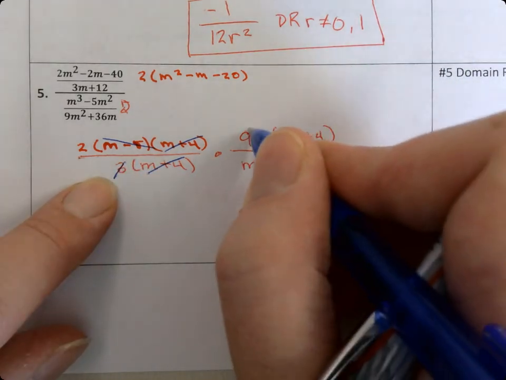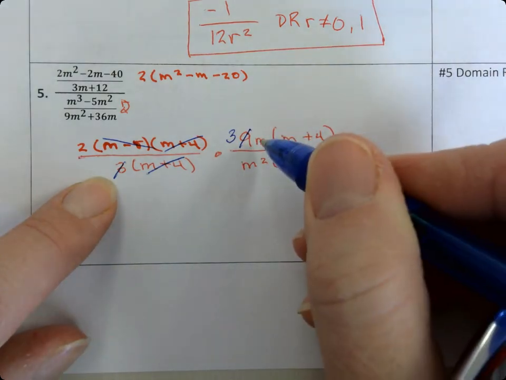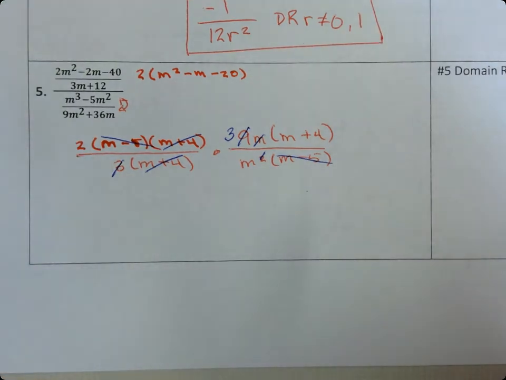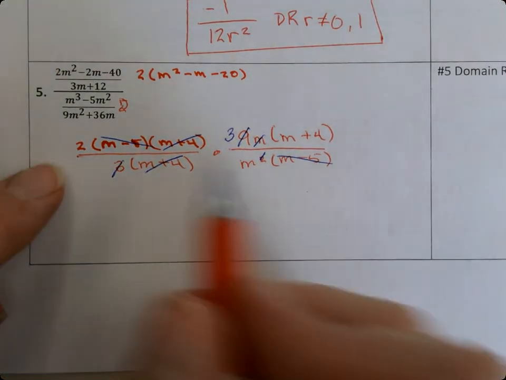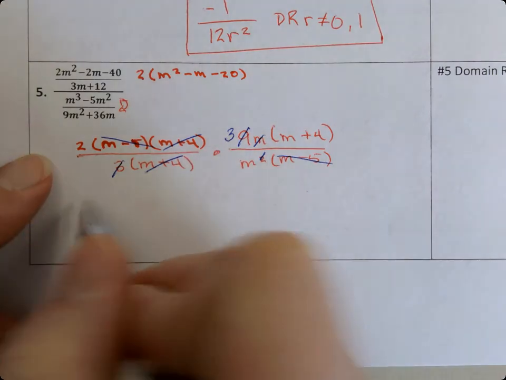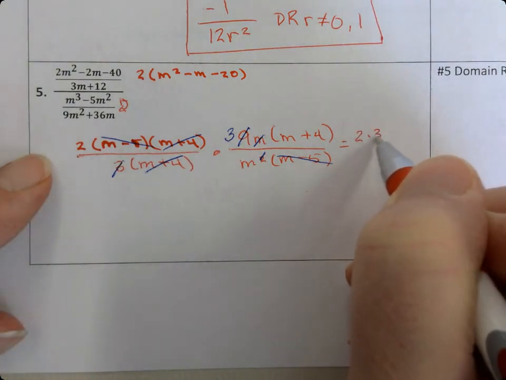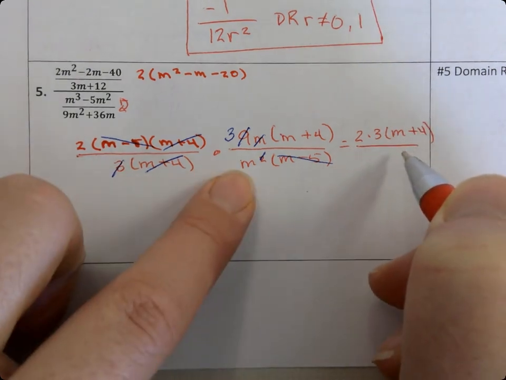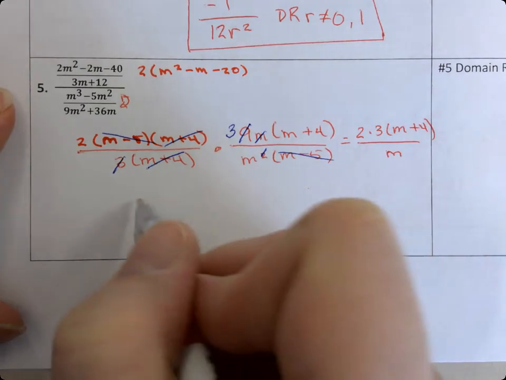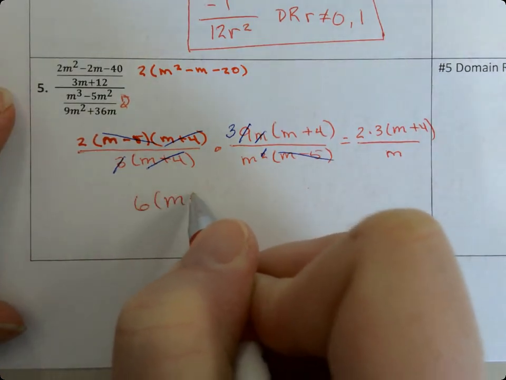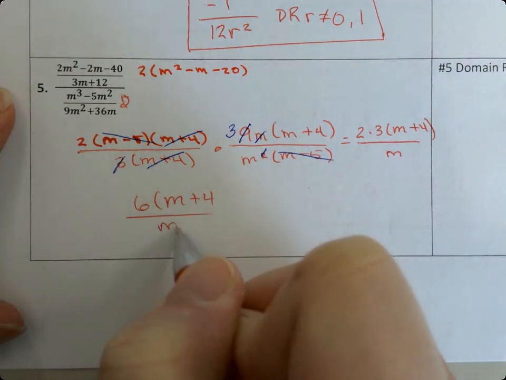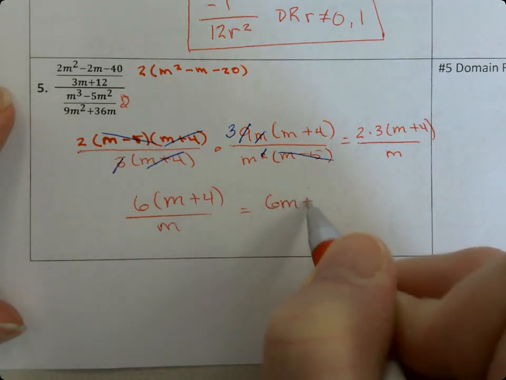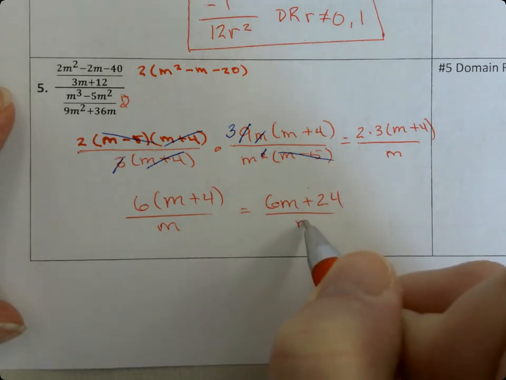So 3 goes into 3 once. It goes into here 3 times. And what about the M's? Knock out 1, knock out 1. So when you have those monomials, we can reduce them. So what's left is a 2. So if it helps you, write it out. What's left? 2 times 3 times M plus 4. What's left on the bottom is just an M. Your final answer should look like 6 times M plus 4 all over M. Or, and I'm fine with that, the other option is 6M plus 24 all over M.